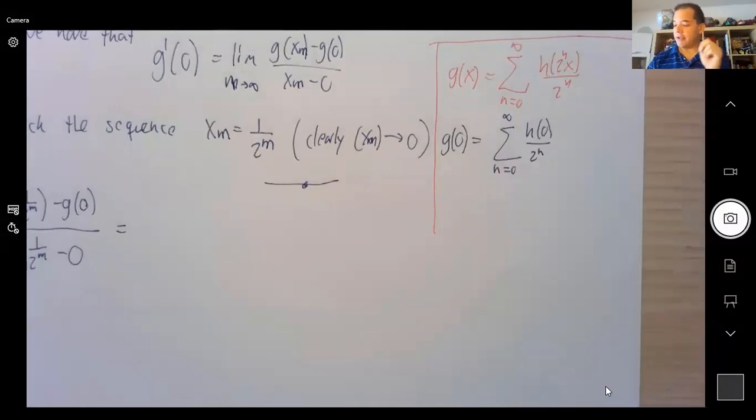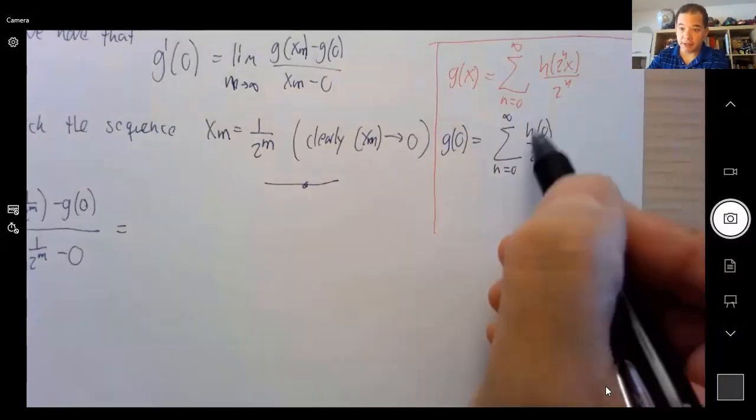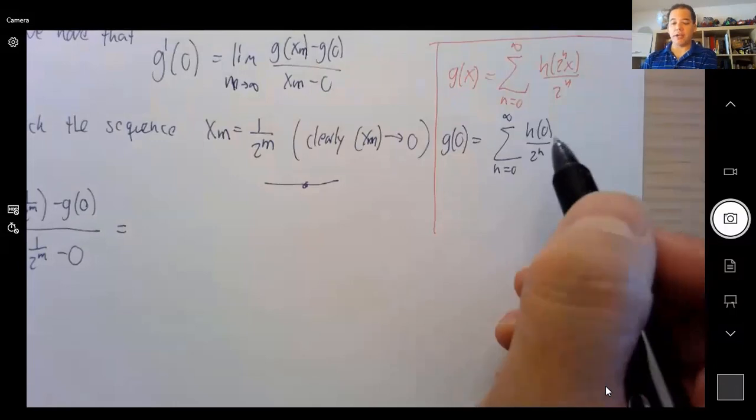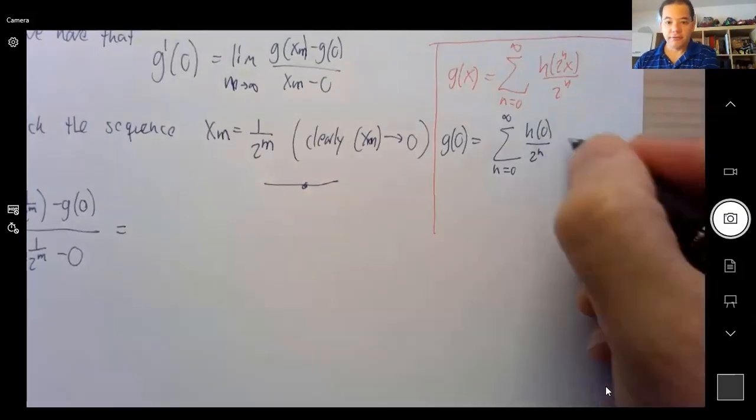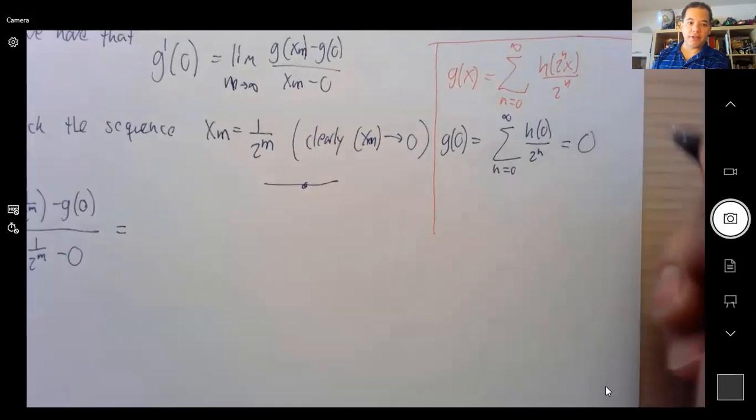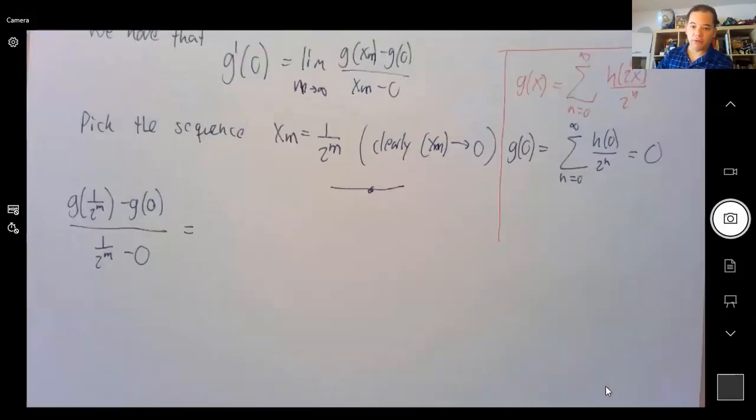In this case, for every integer, as a matter of fact, if you go back to the h function, it goes up, down, up, down, up, down. For every even integer, you get 0. For every odd integer, you get 1. So 0 is even, so this is 0. So g of 0 is 0. That's the easiest thing of them all.